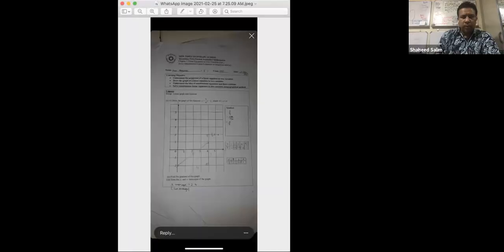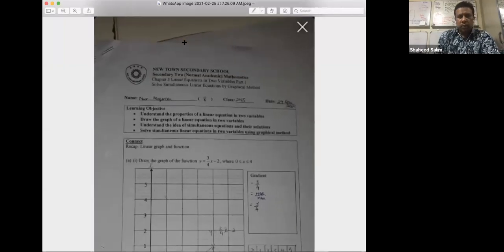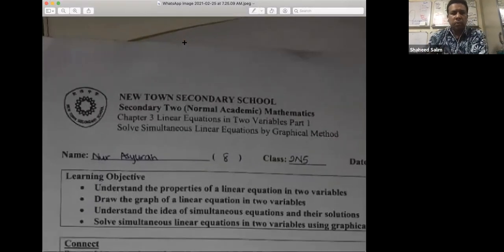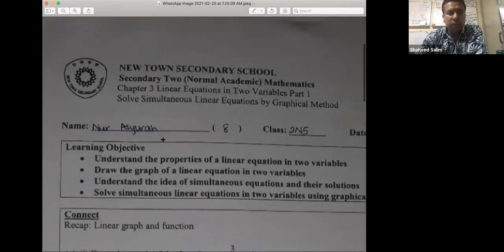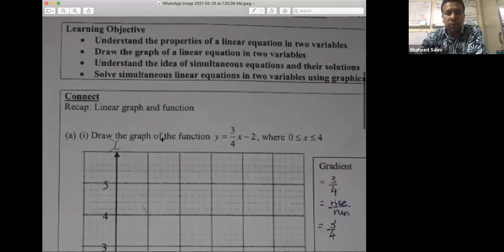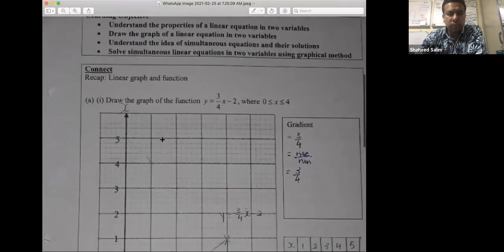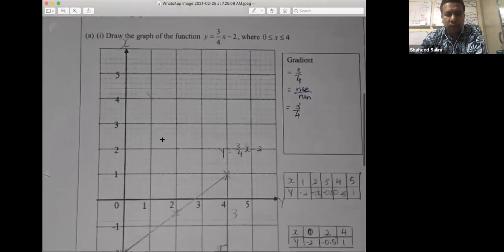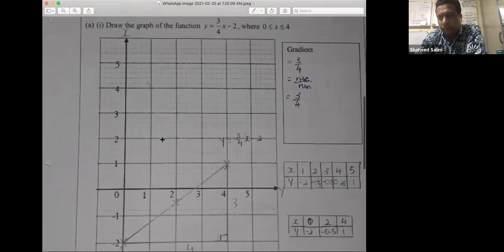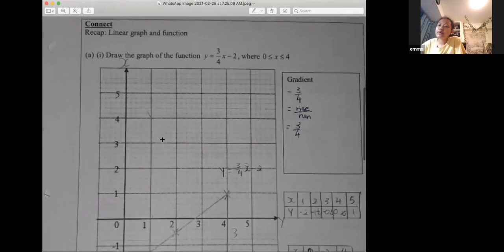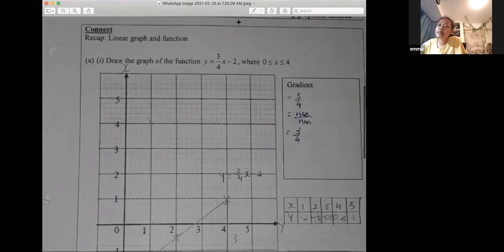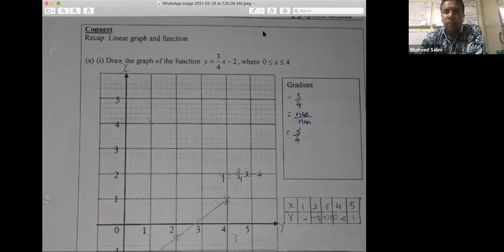One by one. Okay, we see this one now. This is a linear equation with two variables. Solving simultaneous linear equations by the graphical method. Okay. All right. So this one, I think, you're okay, right? Or you feel you've forgotten? Okay, let us analyze one by one, the whole thing.